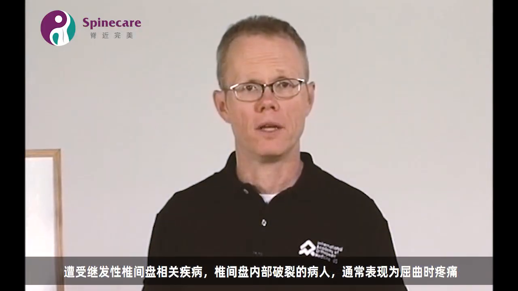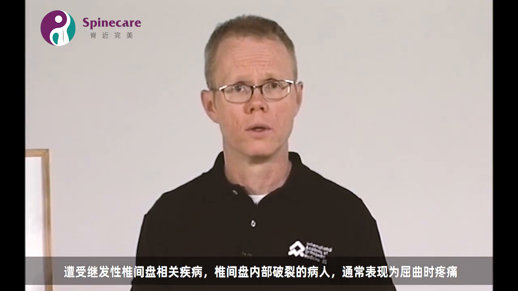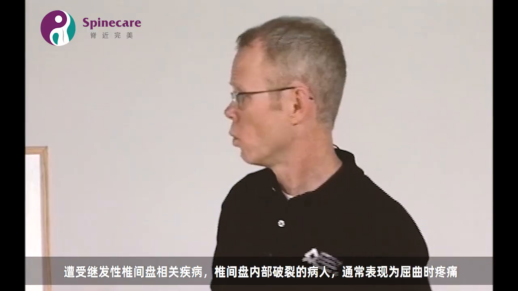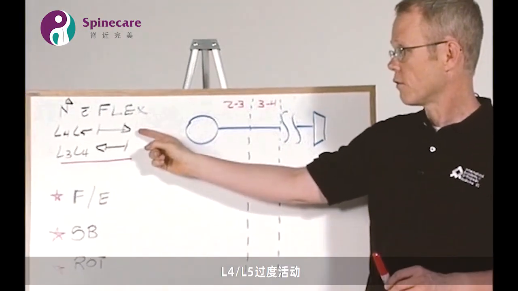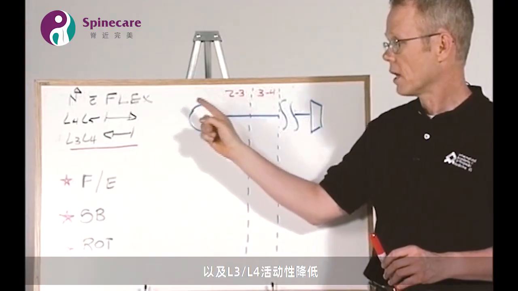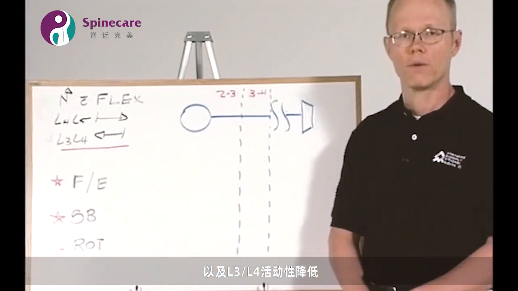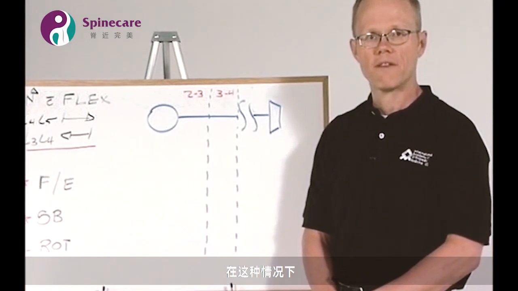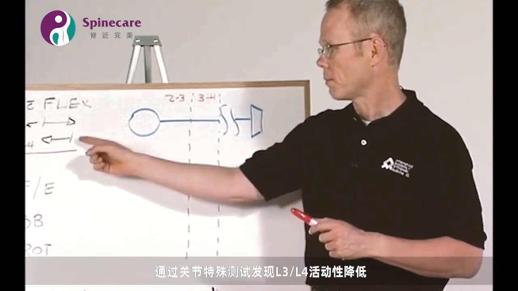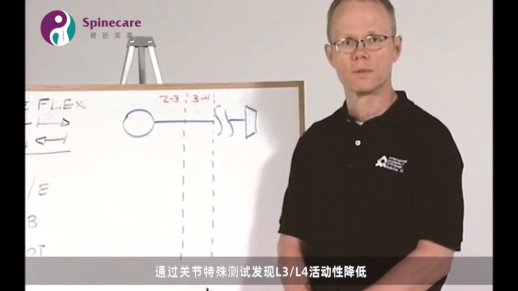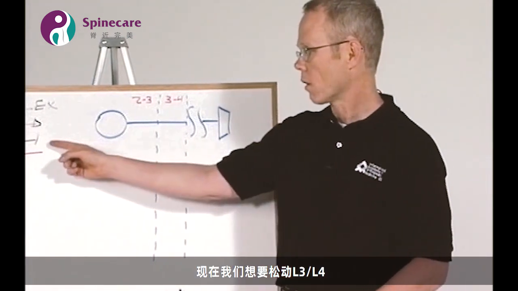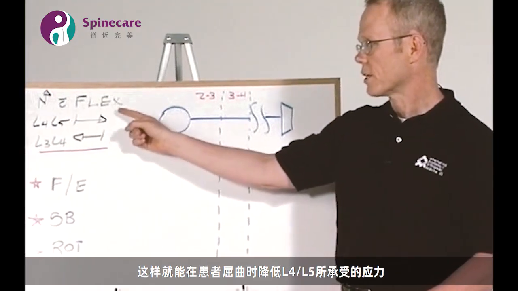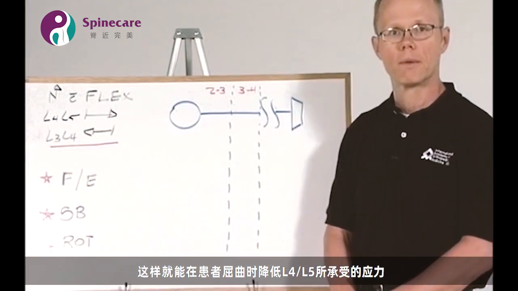Patients suffering from internal disc disruption related to a secondary disc-related disorder will frequently present with pain in flexion, a hypermobility at L4, L5, and a hypomobility at L3, L4. In that event, having discovered the hypomobility at L3, L4 through our joint-specific tests, we now want to mobilize L3, L4 so we reduce the amount of stress in L4, L5 each time the patient flexes.